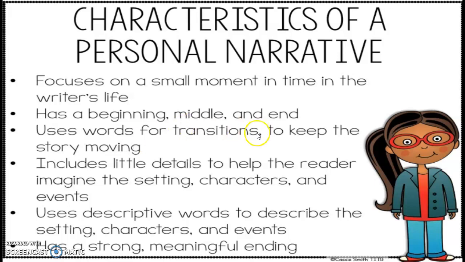It uses words for transitions. We talked about transition words: first, next, then, last, after that. It keeps the story moving, and it keeps it moving in a way that keeps it in order. It includes little details to help the reader imagine the setting, so where it takes place, the characters, so who is in your story, and the events that happened. It uses descriptive words to describe the setting, characters, and events. That's your five senses, like smells, touches, tastes. And then finally, it has a strong, meaningful ending.